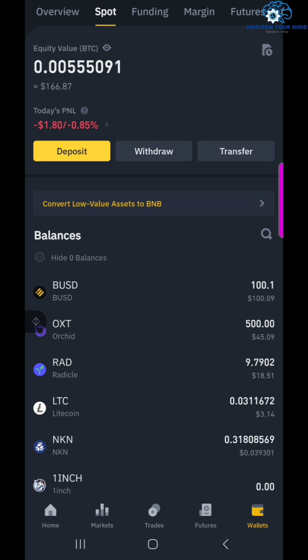Okay, so that's it for today's video, the very easy and very simple way on how you can get your crypto loans from Binance. Watch out for the next tutorial to see how you now make your repayments on the loan.